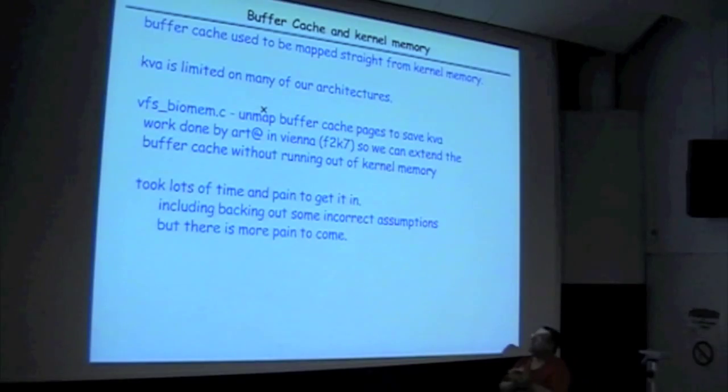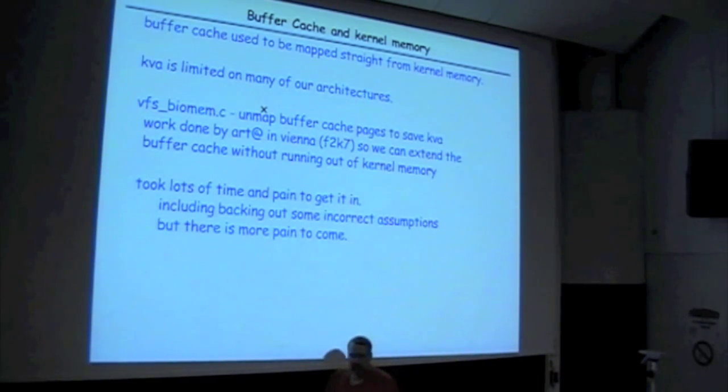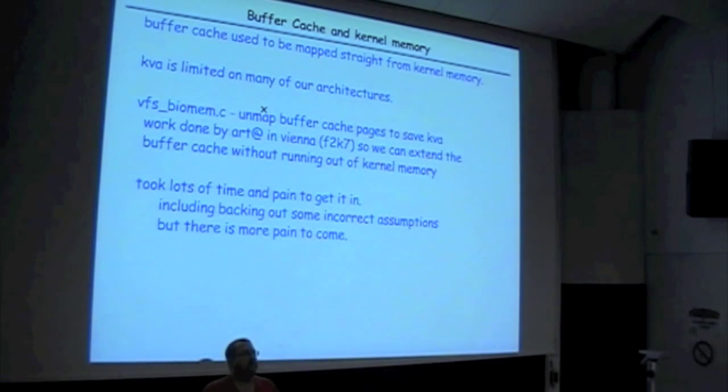But the first step to having the buffer cache be large, and it used to be mapped straight from kernel memory, that was basically fixed. So if you've ever done config of an OpenBSD kernel, you'd notice there's a parameter called cache PCT, that you used to be able to change in config, and this would let you change the size of the buffer cache. By default it was set to around 10% on all of our architectures.